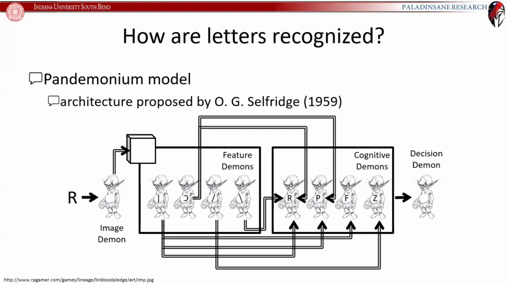And this was the proposed representation for how your human mind recognizes letters. So let's go through this step by step. We start off with the R in the external world. That gets picked up, perceived by the image daemon.